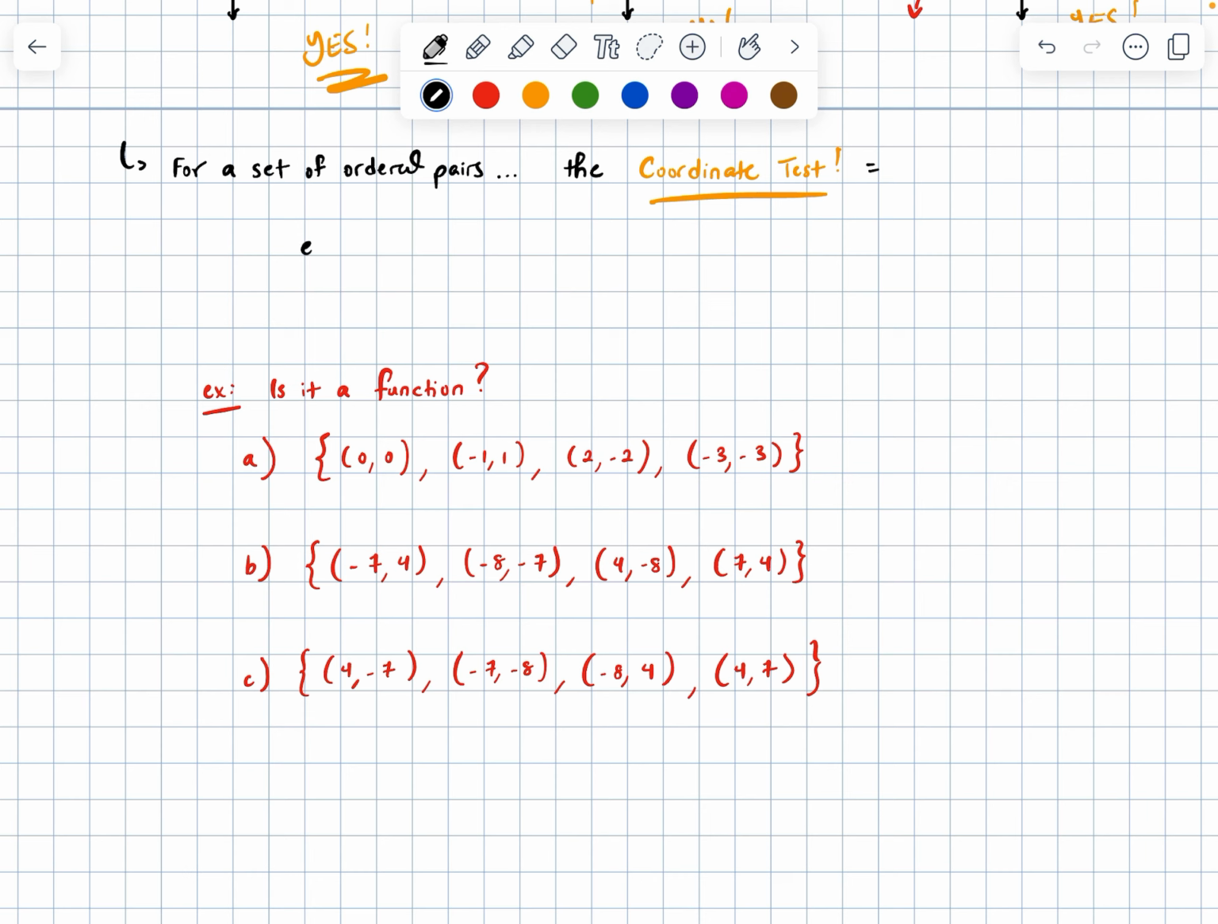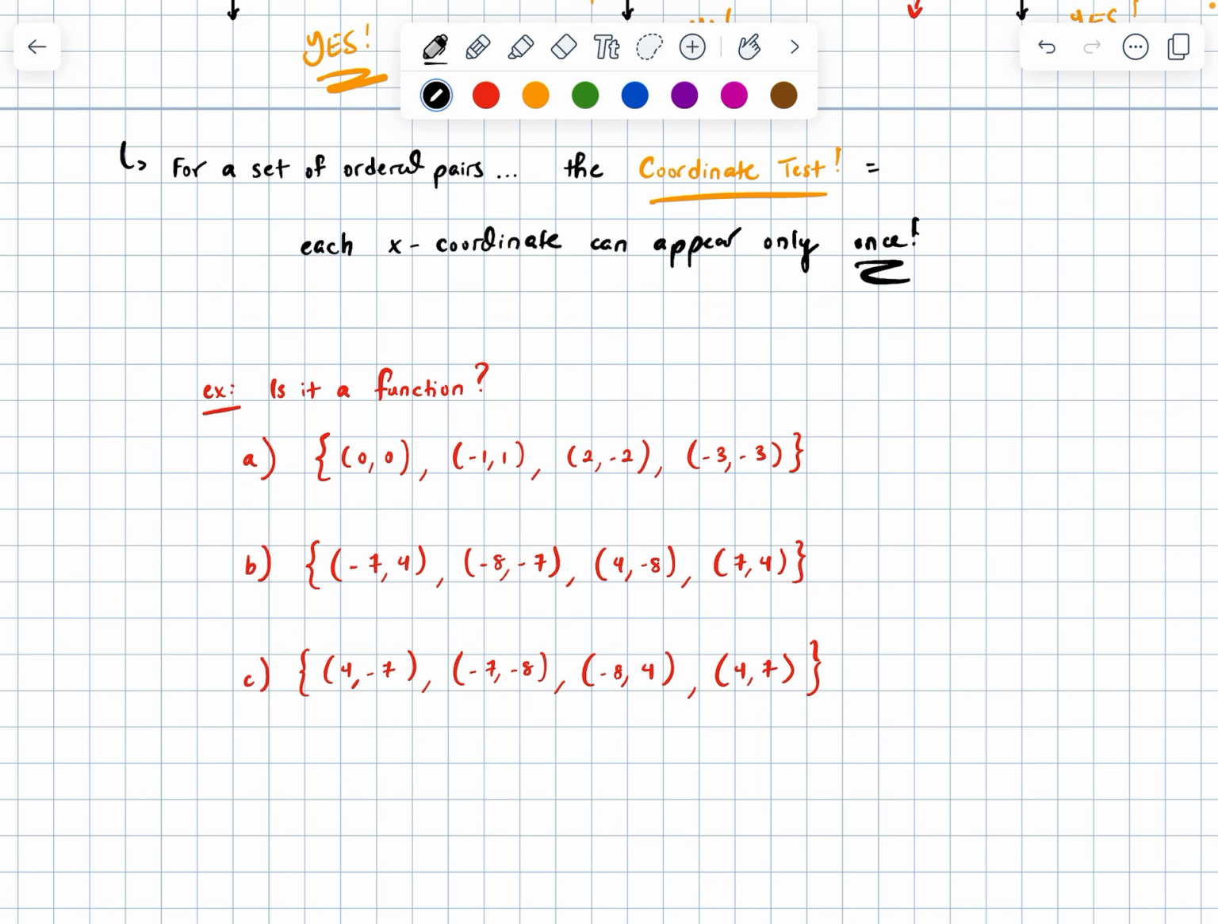Alrighty. Well, the coordinate test would say, if every x can go to only one y, all of the x values that we see in our collection of points should appear no more than once. Logically, if I have an x value that shows up twice, that means I have an input that's going to two different outputs. That cannot give me a function.